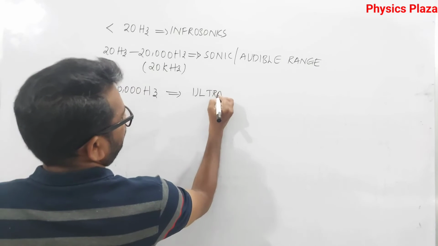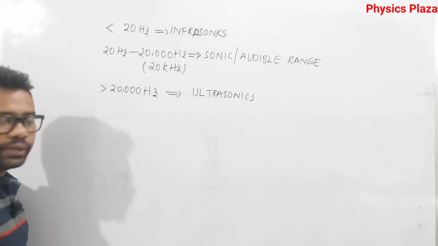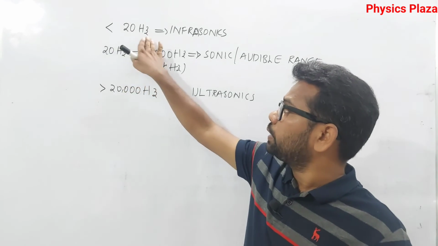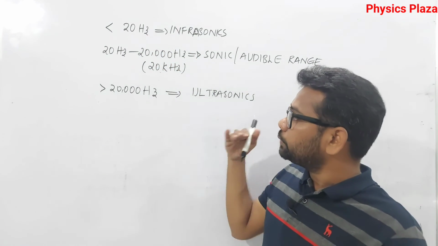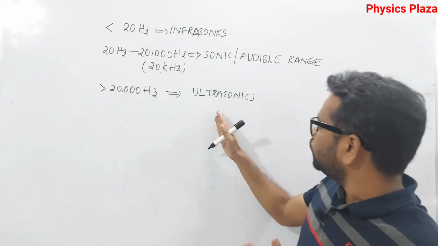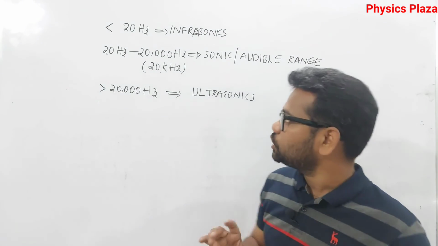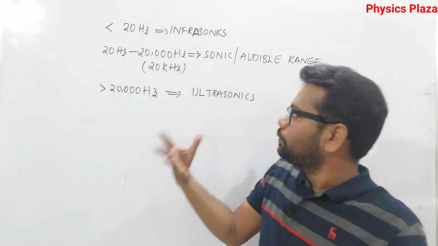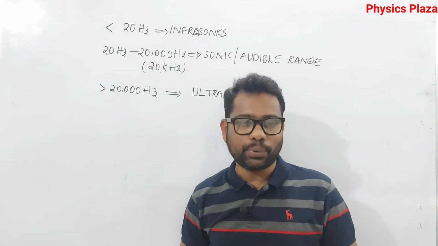This is called ultrasonics. Still very, very important. So here, any sound with less than 20 hertz frequency is called infrasonics, which we can't hear, children. Whereas the sounds with a frequency greater than 20,000 hertz are called ultrasonics, which can't be heard. Only the sounds in the frequency range between 20 hertz and 20,000 hertz can be heard. This is very, very important.